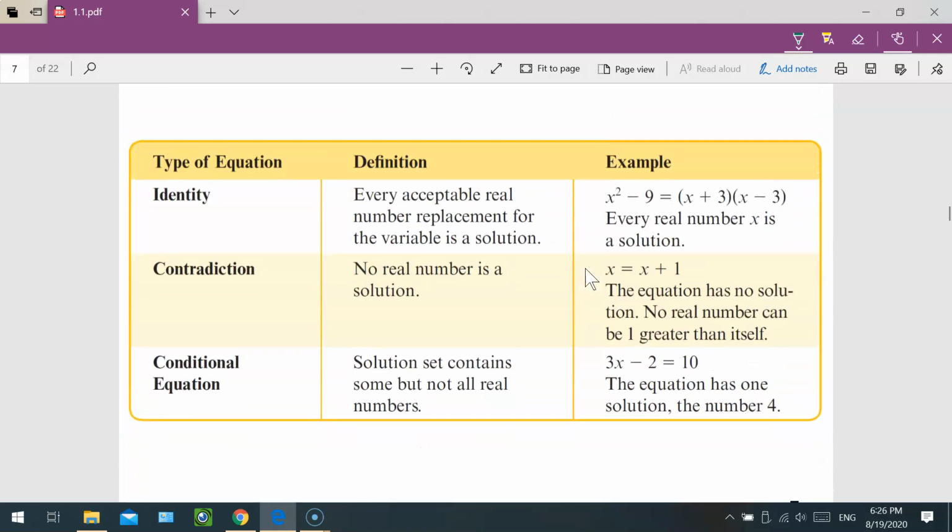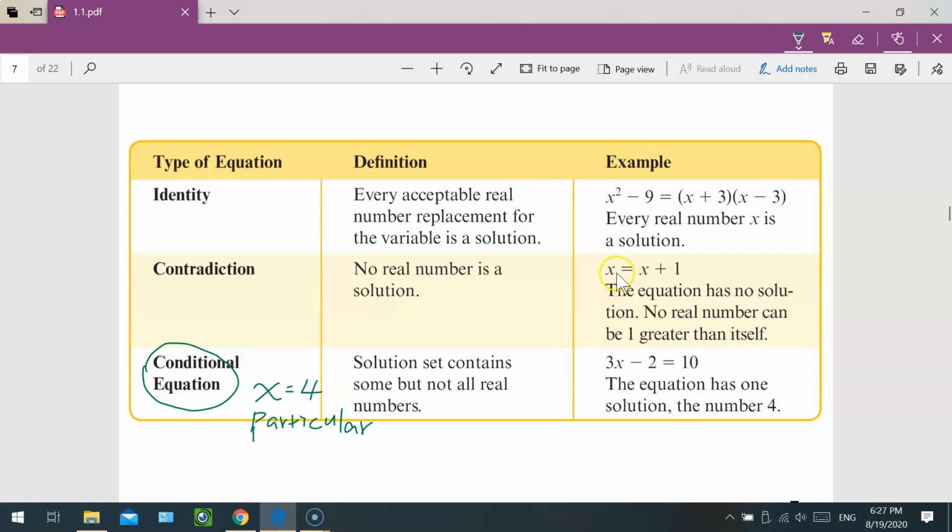Now, when you solve for the solution, if you only have one particular solution, for example, this one, 3x minus 2 equals 10, you move the 2 to the right, divide by 3, the solution, the x, shows us x equals 4. So in this case, we only have x equals 4. So this is a particular solution. You only have one particular solution. So with a particular solution, we go with a conditional equation.